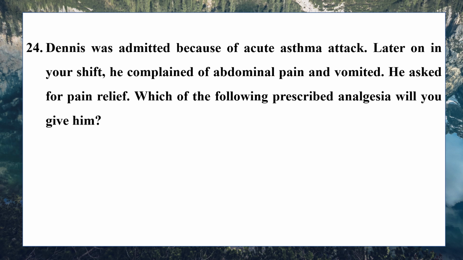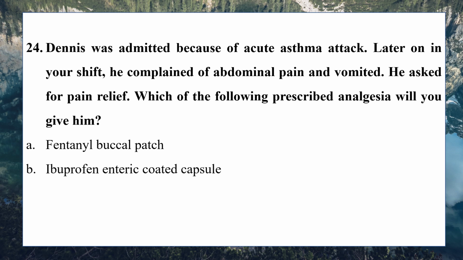Dennis was admitted because of acute asthma attack. Later on in your shift, he complains of abdominal pain and vomited. He asks for pain relief. Which of the following prescribed analgesia will you give him? Option A. Fentanyl buccal patch. Option B. Ibuprofen enteric coated capsule. Option C. Paracetamol suppositories.